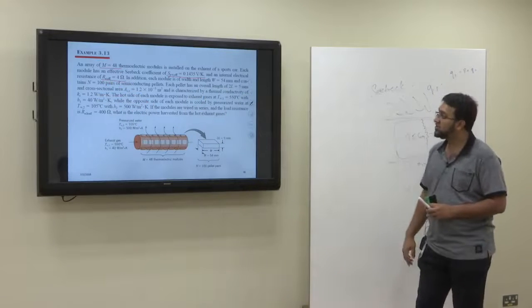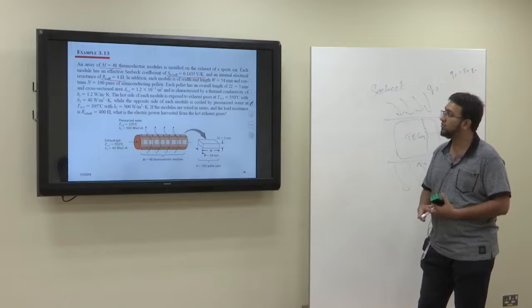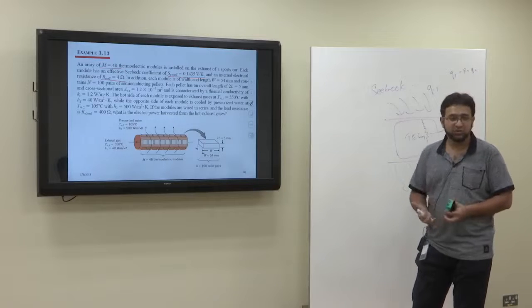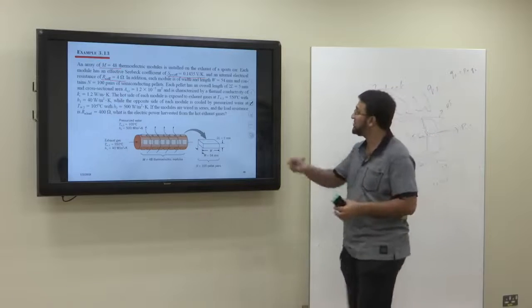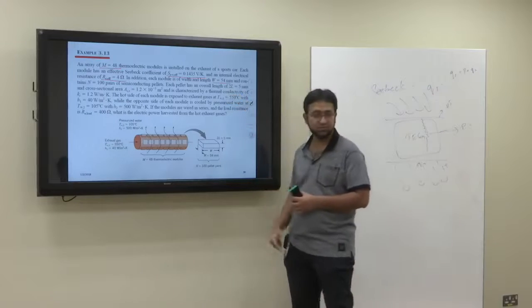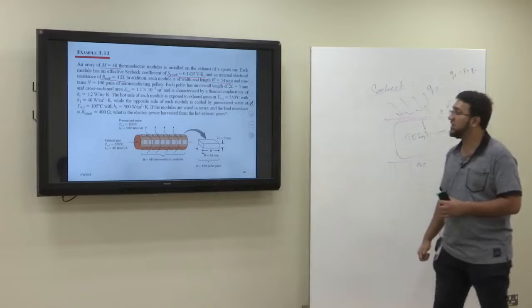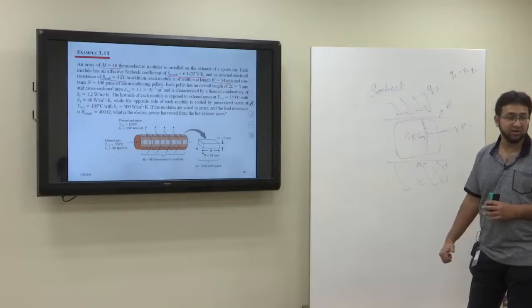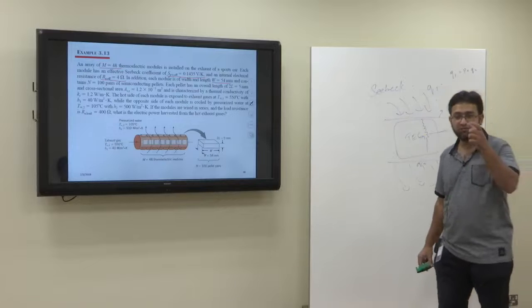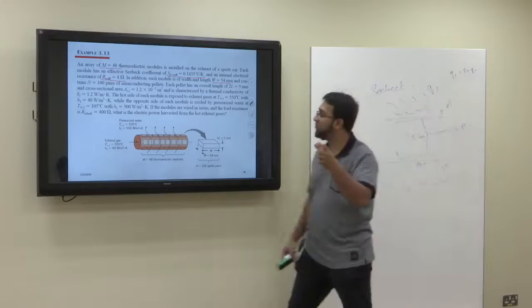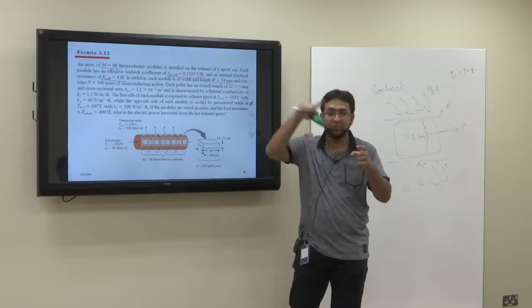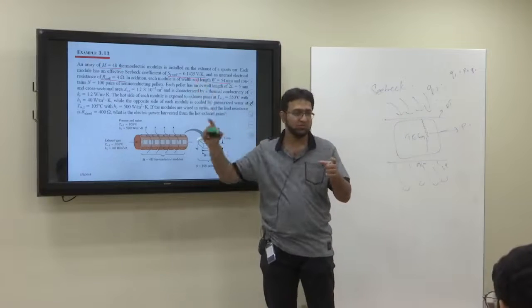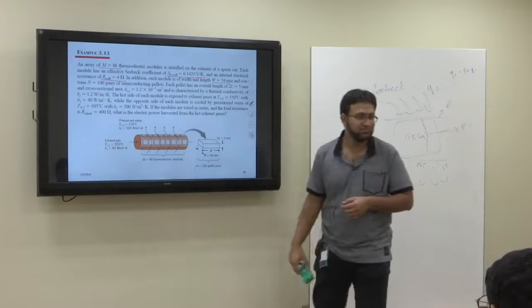In addition, each module is of width and length. So each module is a square module, so width and length are the same, 54 millimeter. And it contains 100 pairs of semiconducting pellets. So in one module, you have 100 semiconducting PN junctions, and you have 48 of such modules, all connected in series.